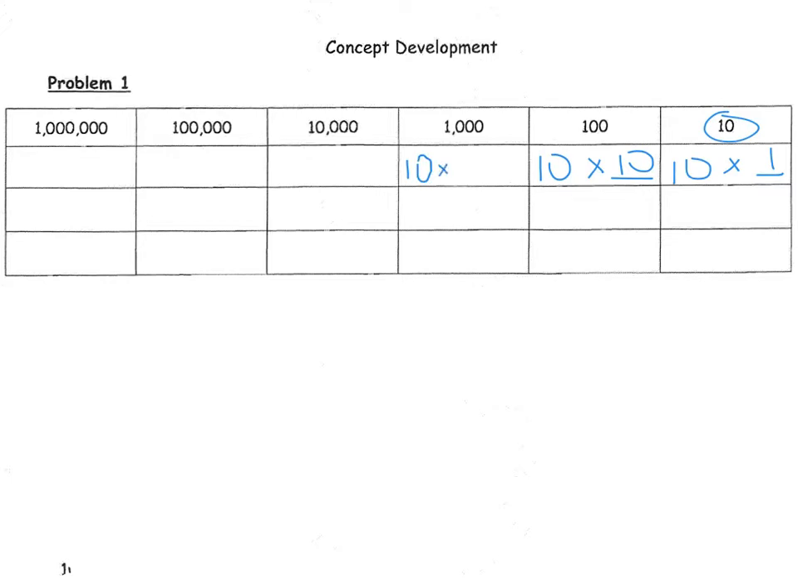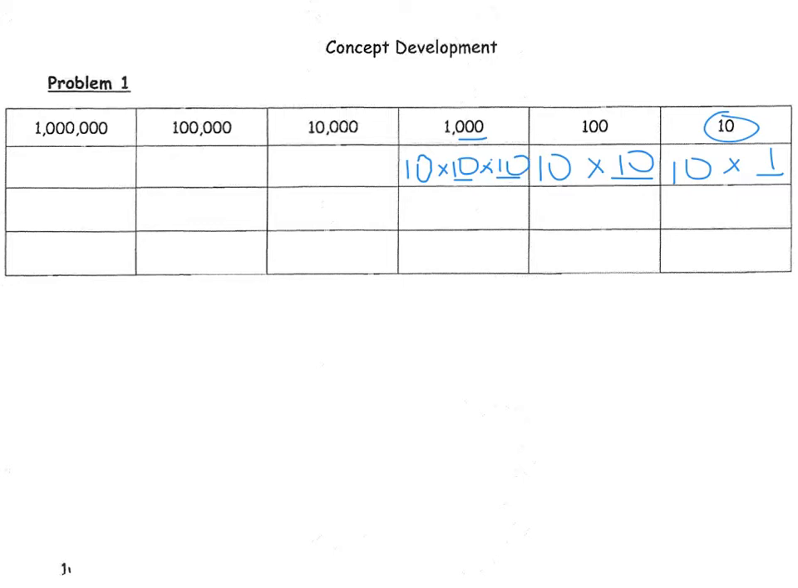10 times what gets me 1,000? So think about how many zeros are there in 1,000. Well, it has to be 10 times 10 times 10.